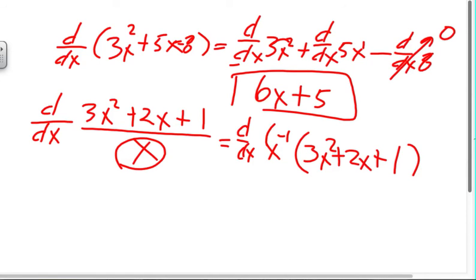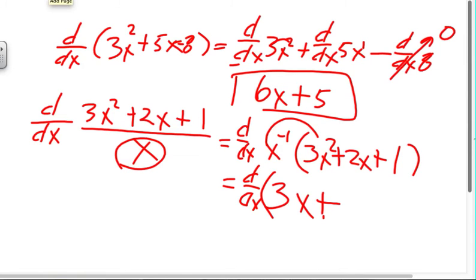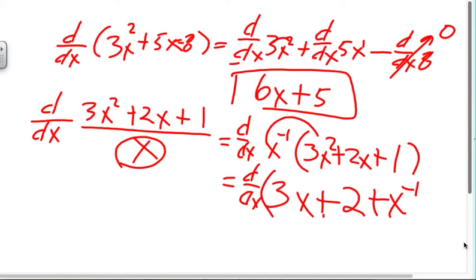And now I distribute this in. Now I've got the derivative of 3x squared times x to the negative 1. Subtract the exponents, that gives me 3x, plus x to the negative 1 times 2x, that gives me 2, plus x to the negative 1 times 1. Okay?